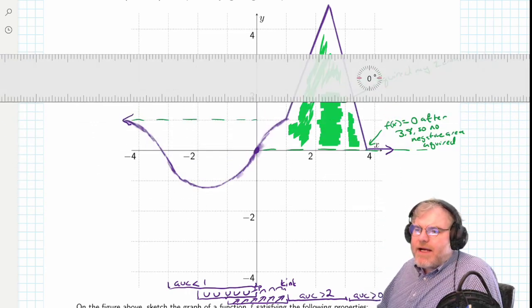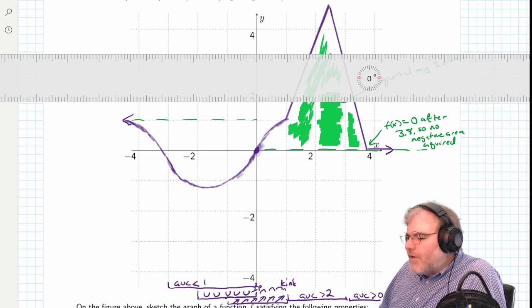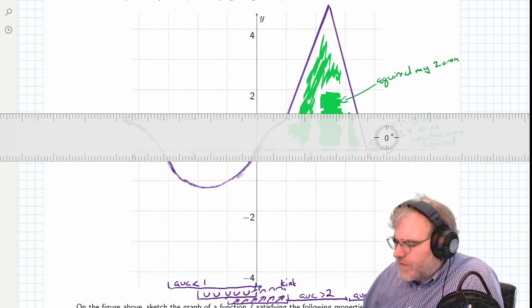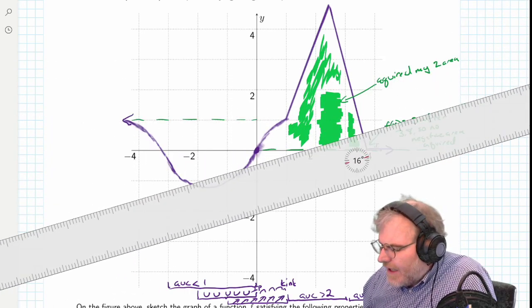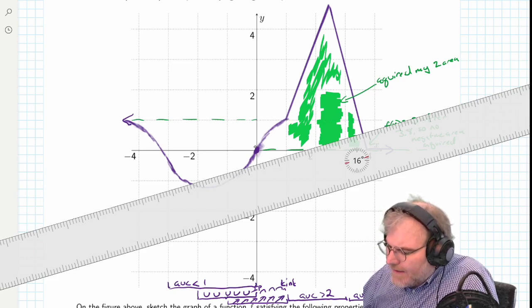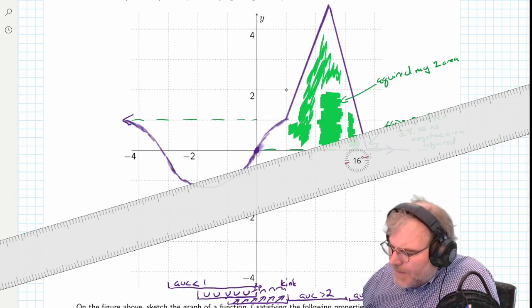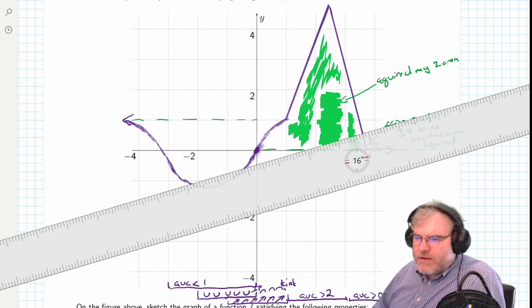And now I'm not acquiring any negative area. I don't need to go up so high. In fact, I could have just gone to here. I didn't even need to do that. I could have made this concave up, but stop here at 2 and then just gone straight over.